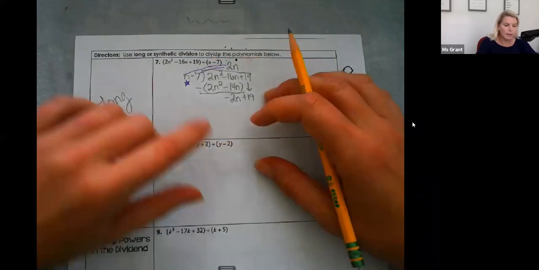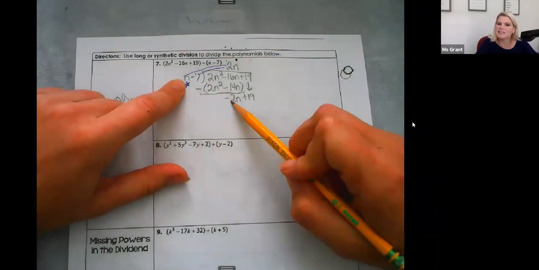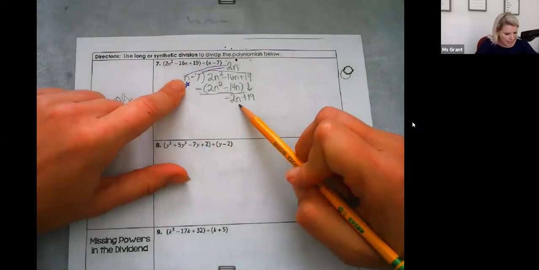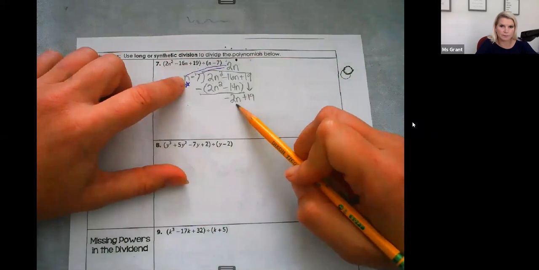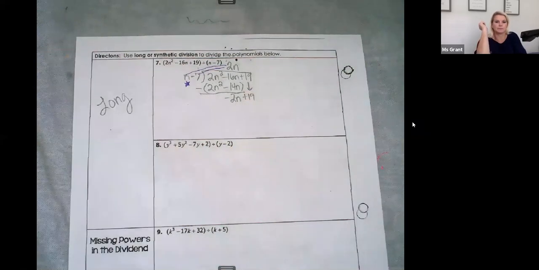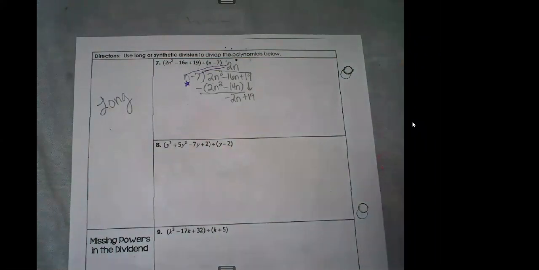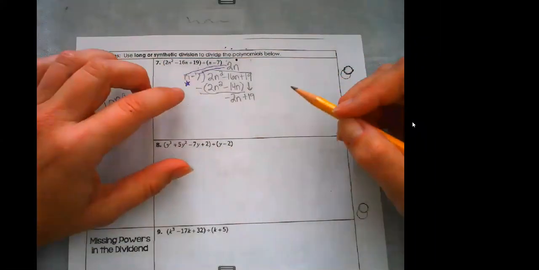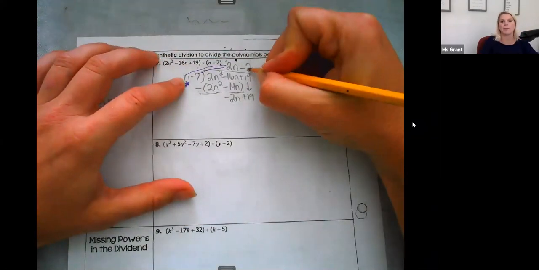Now, a purple star. How many times does n go into negative 2n? How many times does this first term n go into negative 2n? Anyone? Sid. Negative 2 times. N divided by negative 2n is negative 2 times. That goes up on top.